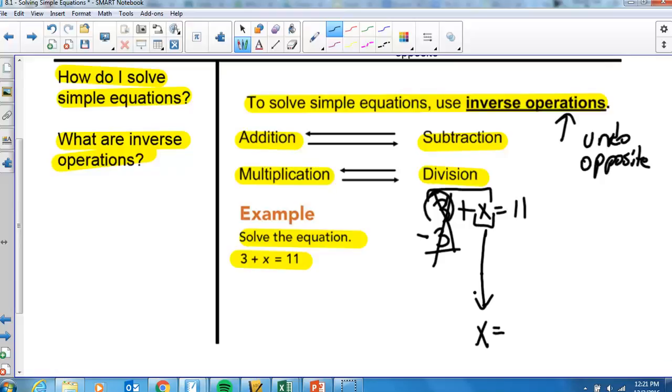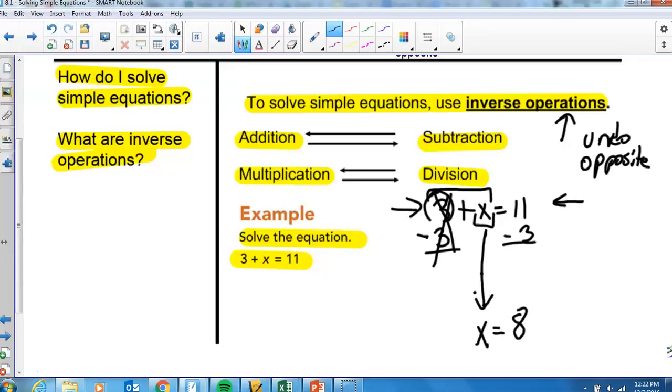Now, I talked to you earlier in the year about an equation being balanced. It's kind of like a seesaw. You do something on one side of the seesaw, put 100 pounds, you've got to put 100 pounds on the other side to balance it out. So this equation is our seesaw. If I subtract 3 on one side, I've got to balance it out by doing the same thing to the other side. So I'm going to subtract 3 there. Whatever I do mathematically on one side of the equation, I've got to do on the other side. So 11 minus 3 is 8.